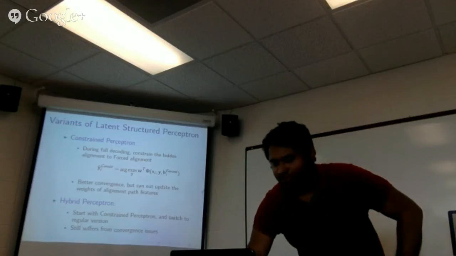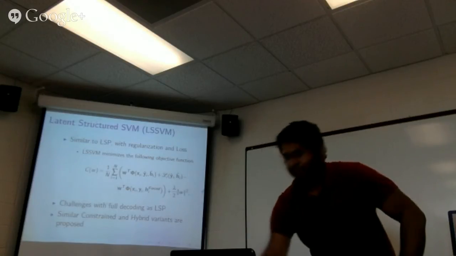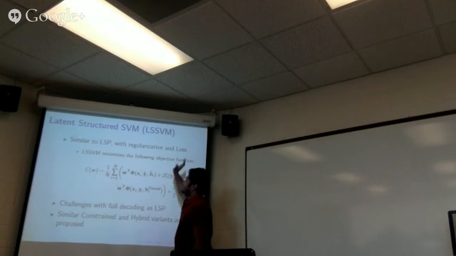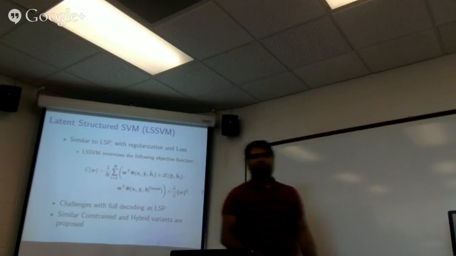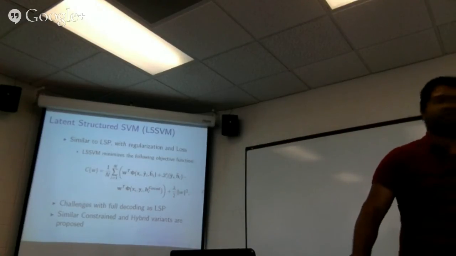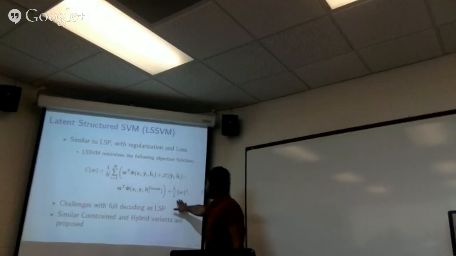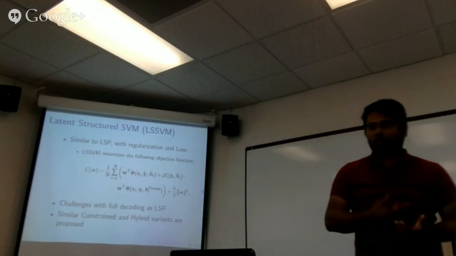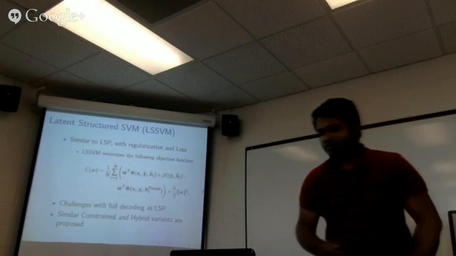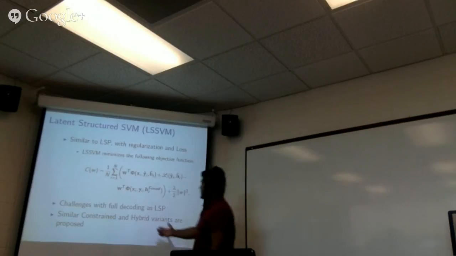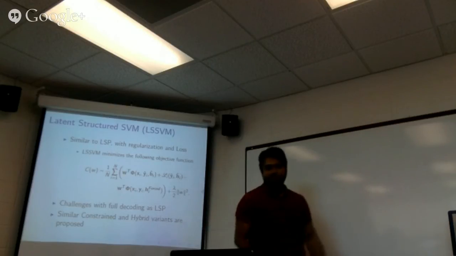So I'm almost done with this part. One more thing, we also tried the latent structured support vector machine, which is very similar to latent structured perceptron, except we have this regularization term and the loss function, and the optimization is all very similar. We will do the loss augmented decoding similar to Viterbi and everything, and we also tried the constraint and hybrid variants for this.